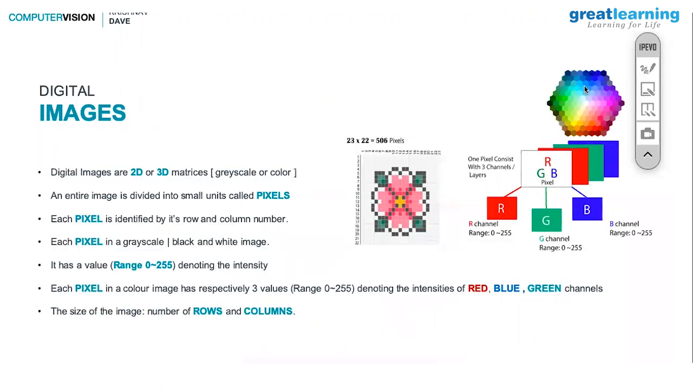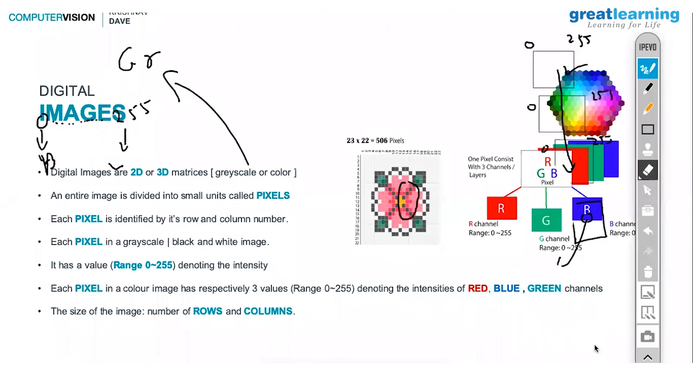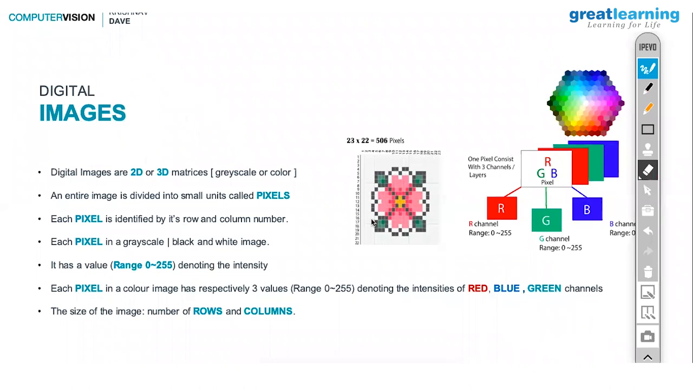Next, moving on. What type of images can we see? We have 2D and 3D matrices. What is a 2D matrix? A 2D matrix is your M cross N. And what is a 3D matrix? I will say a grayscale image could be a 2D matrix, and RGB will be a 3D matrix. In that case, I will say 32 cross 32 cross 3. That means it is a 3-channel 32 cross 32 image.